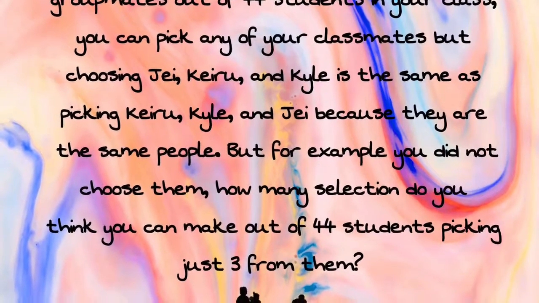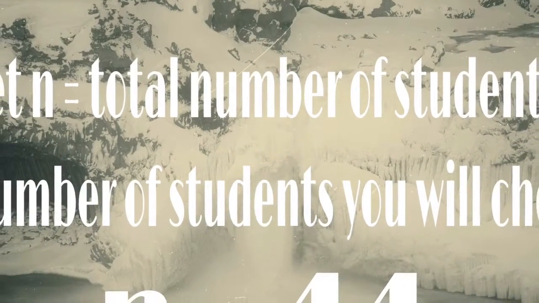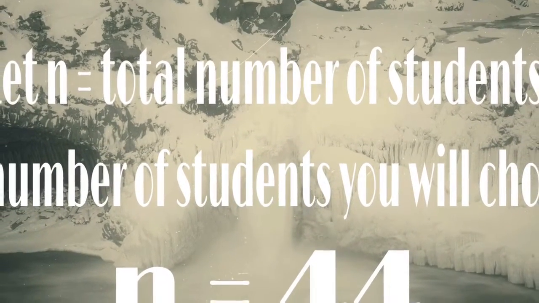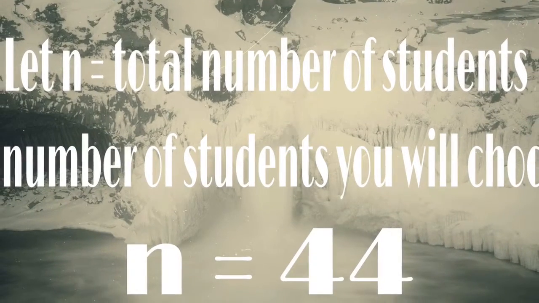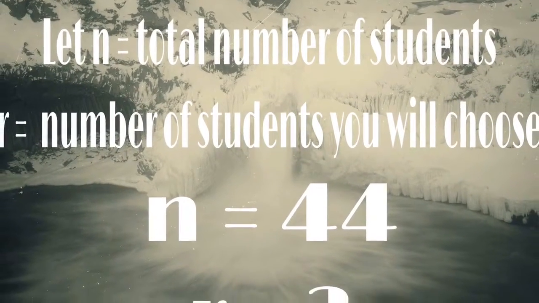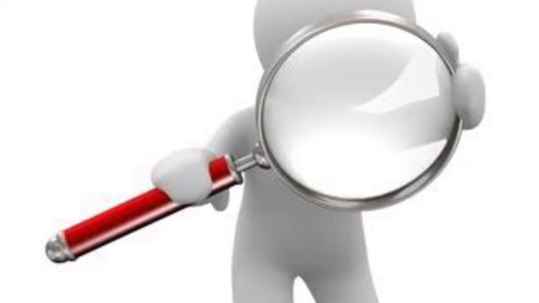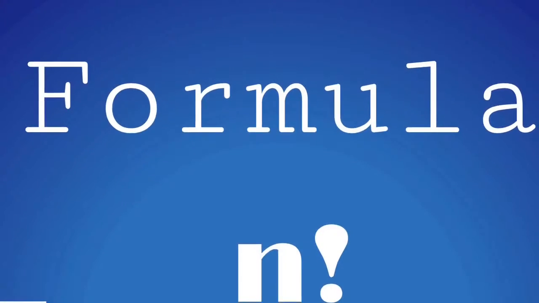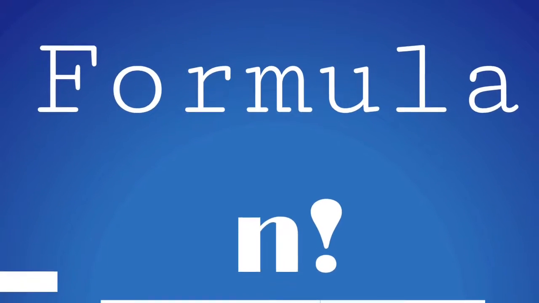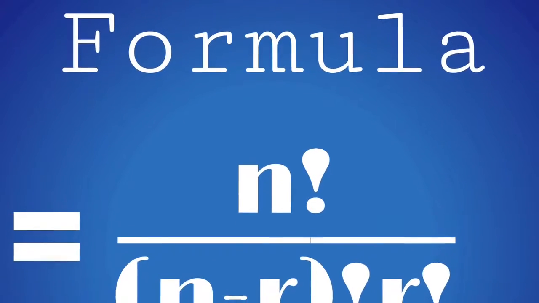Let me show you the numerical expression of the given situation. Let n be the total number of students and r be the number of students you will choose. Substituting this, you will get n is equal to 44 and r is equal to 3. In order to find the number of selections you can make, you can use the formula C is equal to n factorial over the quantity of n minus r factorial times r factorial.